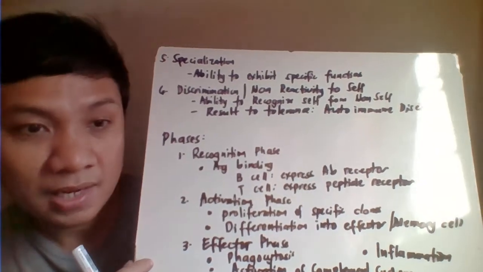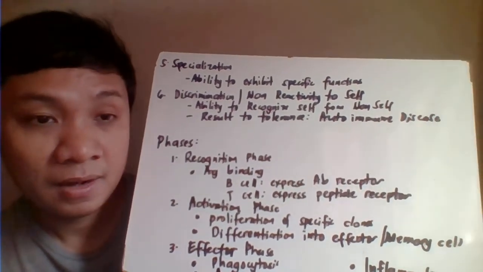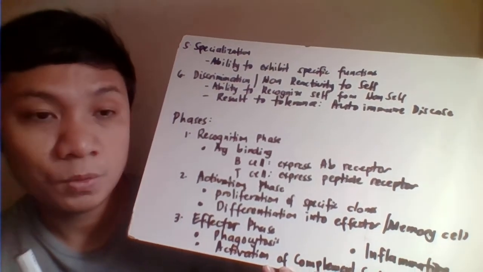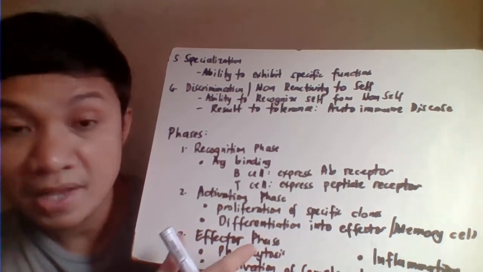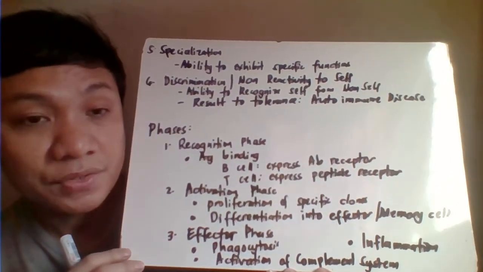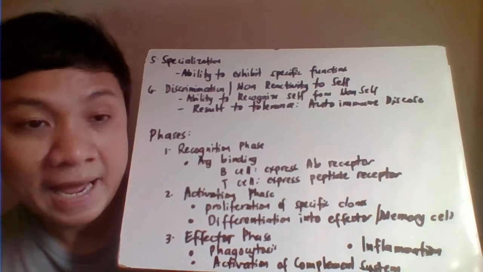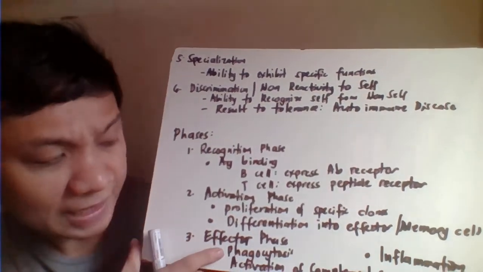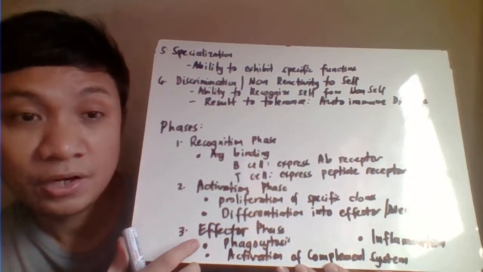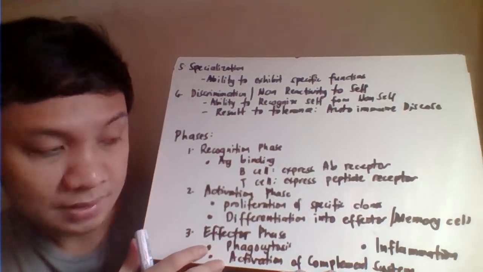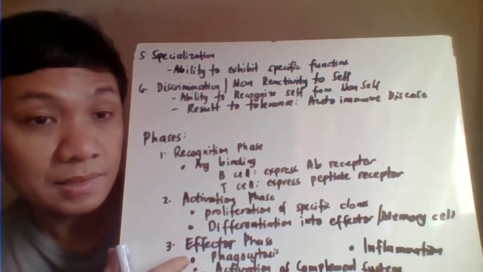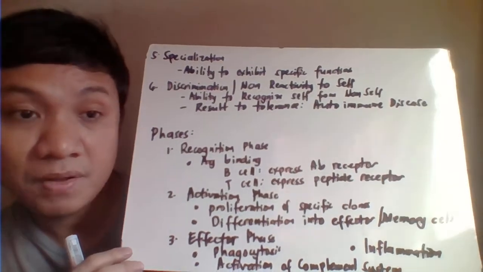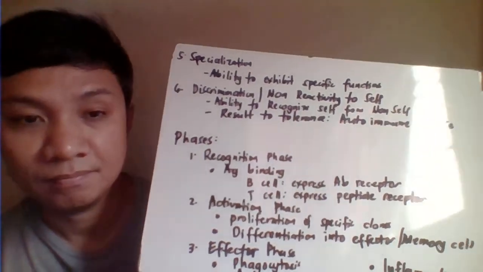And after that, hindi lang nag-end with the binding of your antigen and antibody, but it also activates the effector phase, where it can activate other processes para ma-eliminate or ma-remove ang pathogen sa katawan natin. It can activate your phagocytes in order to perform phagocytosis. It can also activate our complement system and also cause inflammatory reactions because of the presence of your pathogen inside your body. Okay, so thank you.